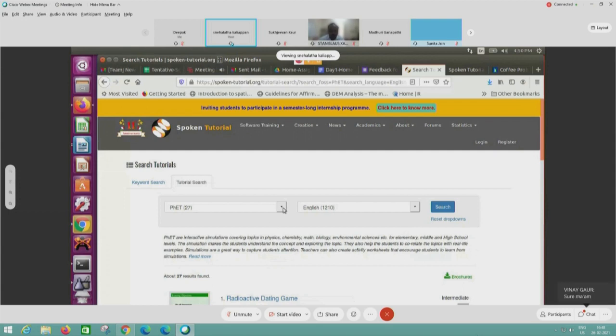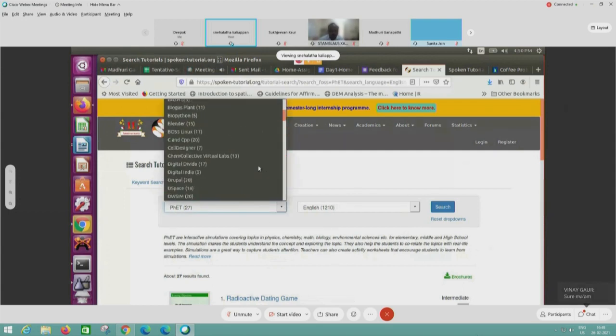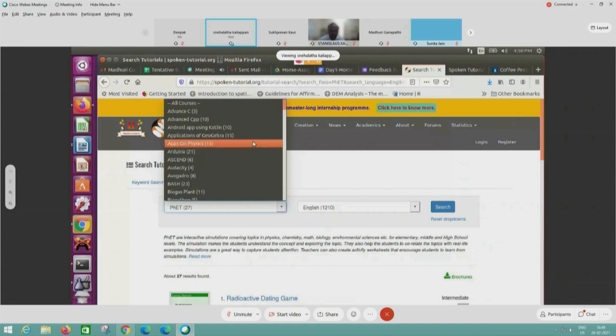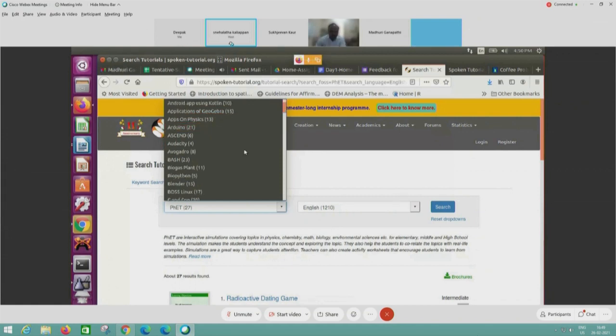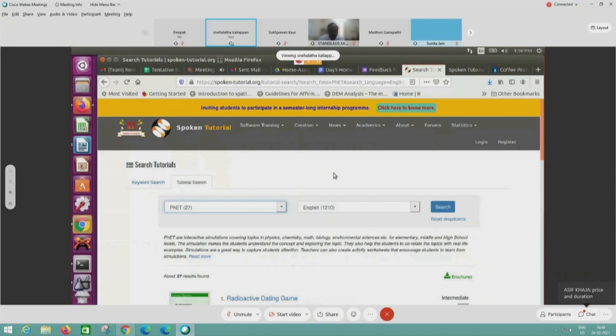Apart from PhET simulations, for chemistry and mathematics teachers, we also have Axon Physics. We have applications of GeoGebra for mathematics. Then for chemistry, we have Avogadro, and then we have the JMol application, a 3D viewer for chemical structures. So all that are available. So maybe tomorrow Madhuri will take another session to introduce you all to these different software. So then maybe we can organize another session for you all.